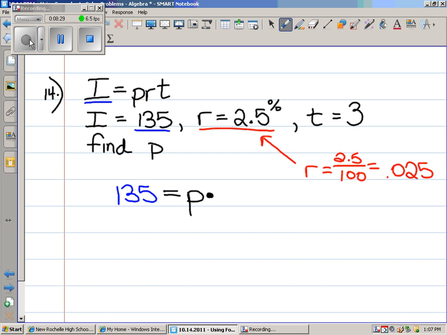So what we're going to do is get P times 0.025, and then we're going to do times 3. Do me a favor. We should have done it in green, but that's okay. Let's fix that.